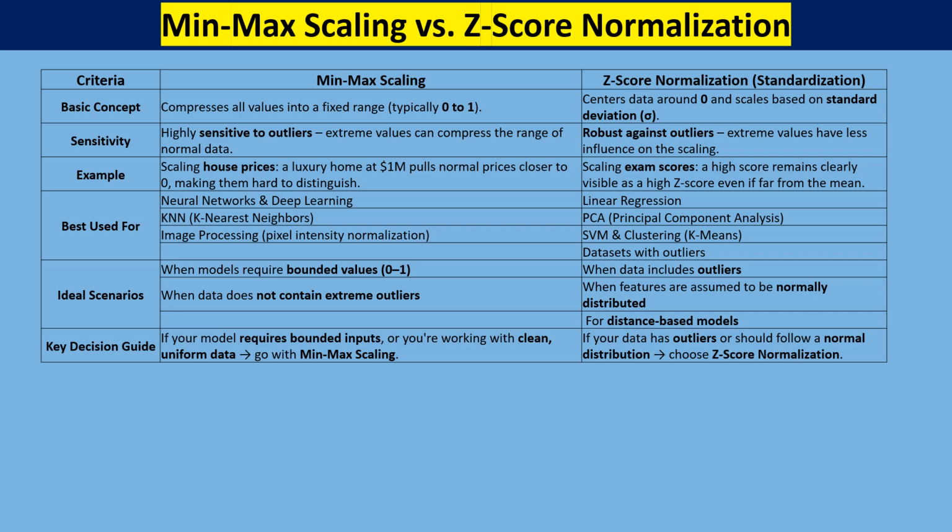Key decision guide. If models require bounded inputs and you are working with clean, uniform data, go with min-max scaling. Ask yourself: does the model require bounded input? If yes, min-max. Does the data have outliers or need to follow a normal distribution? Then go with z-score. Also, for clustering and nearest neighbor algorithms, z-score is useful and works more effectively.